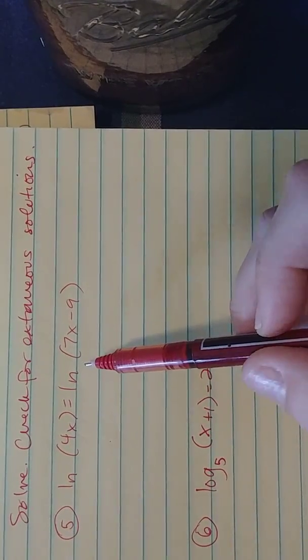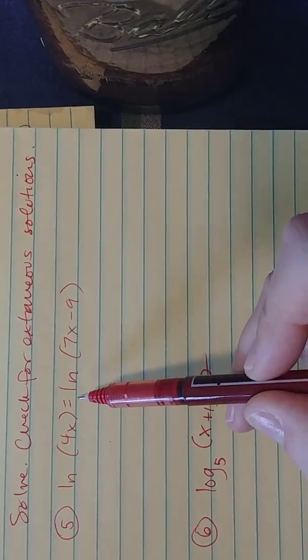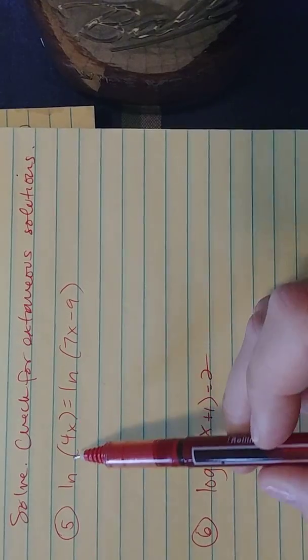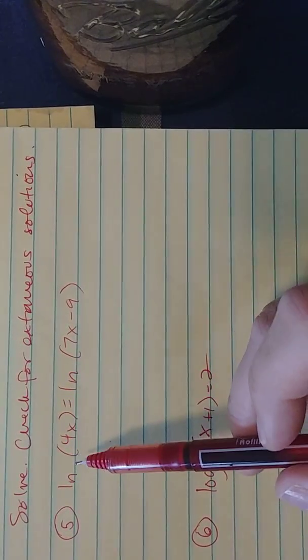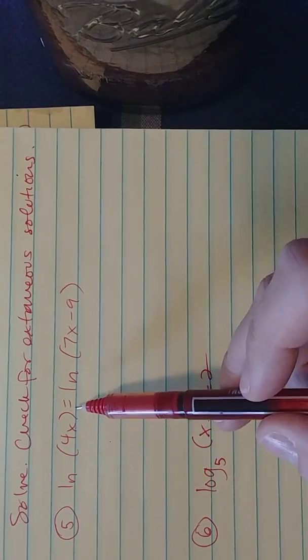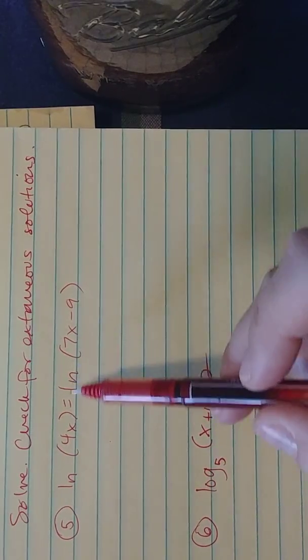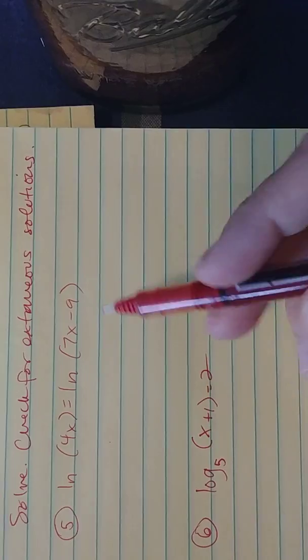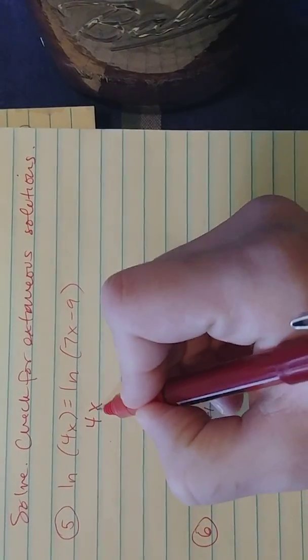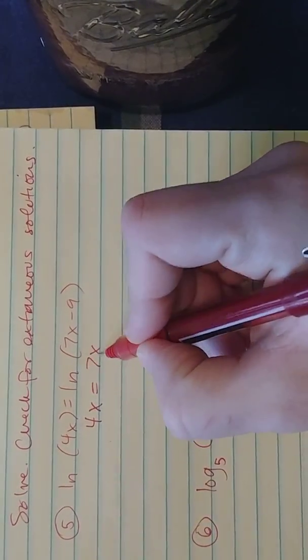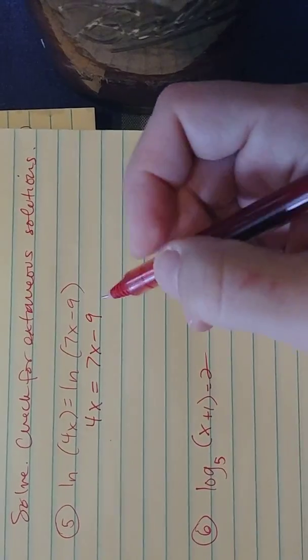So this first one's pretty straightforward. Log natural of something equals log natural of something else. Because there's nothing else happening, since we have log natural of one value equals the log natural of a different value, we know these two values must be the same. So I can just write a statement of equality that says 4x equals 7x minus 9. And now I solve for x.